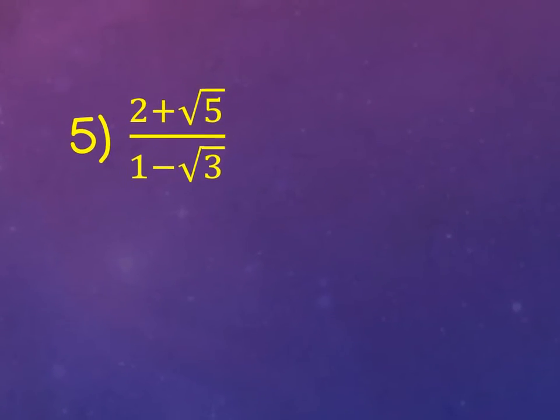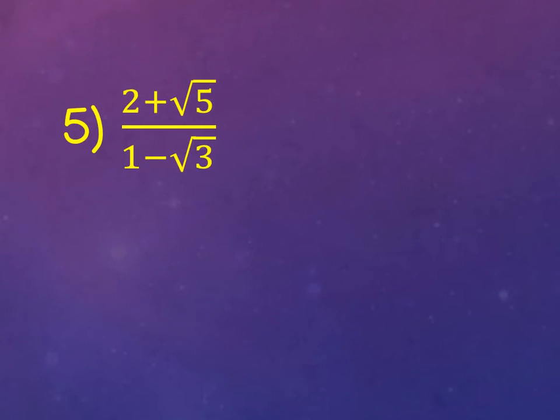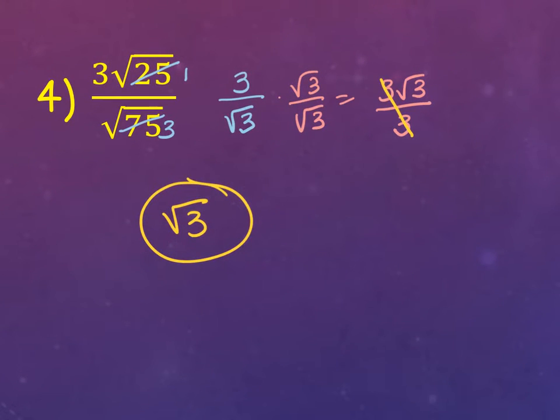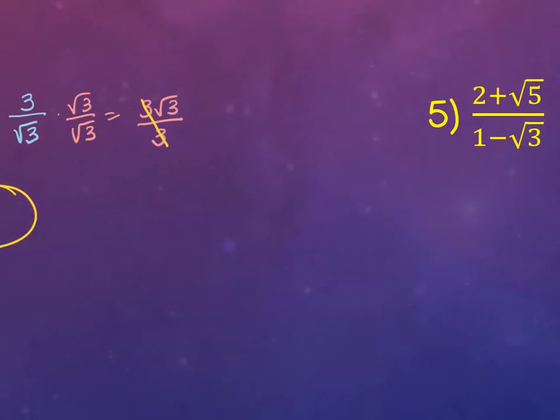Okay, number 5. Now we've got a square root in the bottom we have to get rid of. Wait. Oh. For 4, you got just square root 3? Correct. Okay, thank you. You're welcome.